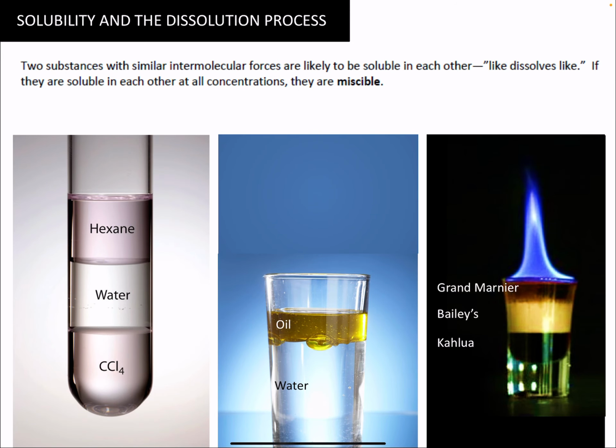Another thing we want to consider is the solubility of liquids in each other. And basically what we say is like dissolves like, which means polar things dissolve polar things, non-polar things dissolve non-polar things, but non-polar things don't like to mix with polar things. And this is what we're seeing here. So hexane is C6H14. Water we know is H2O, and carbon tetrachloride is CCl4.